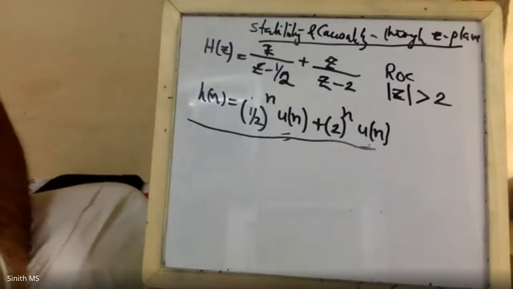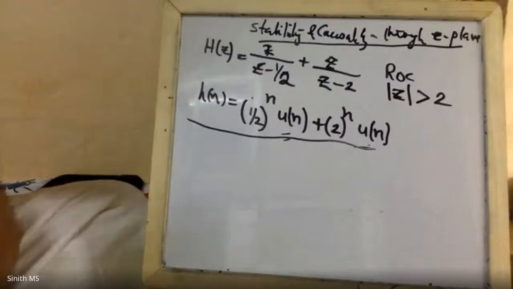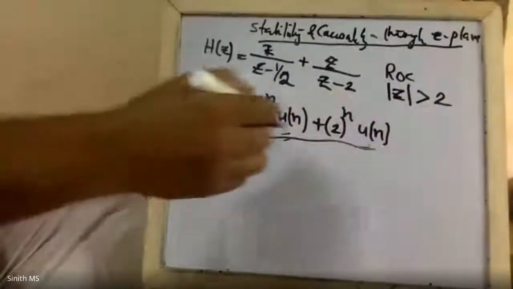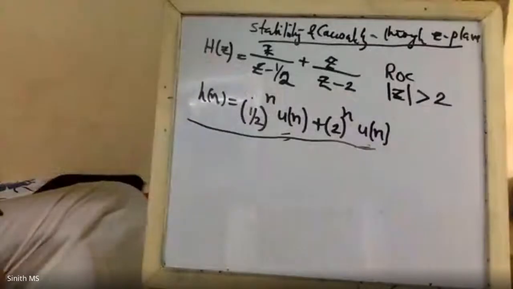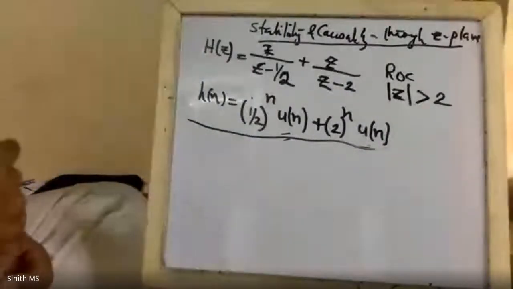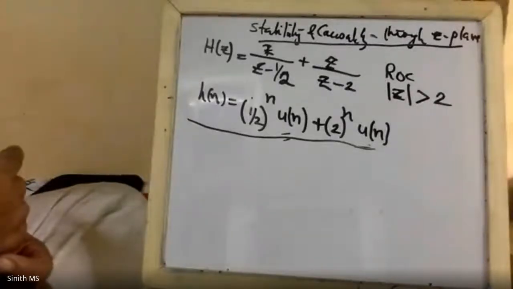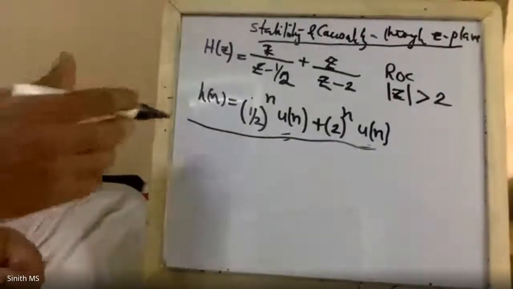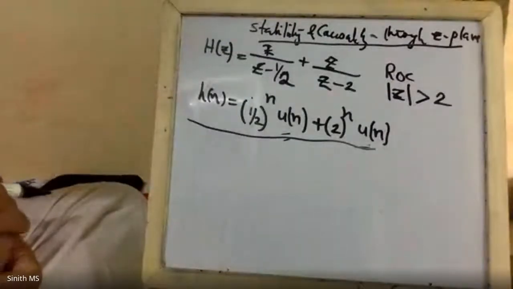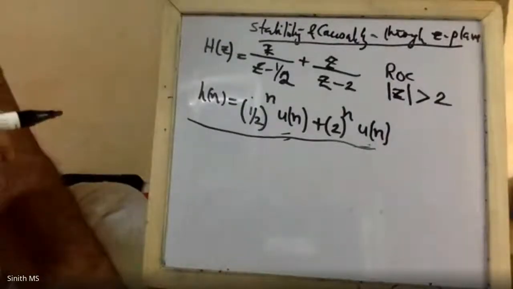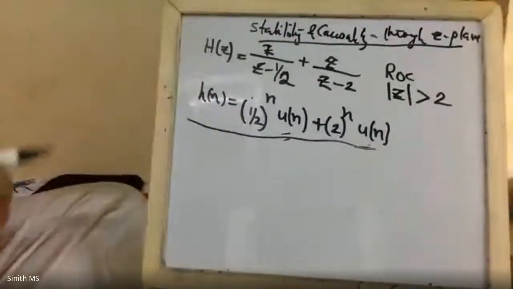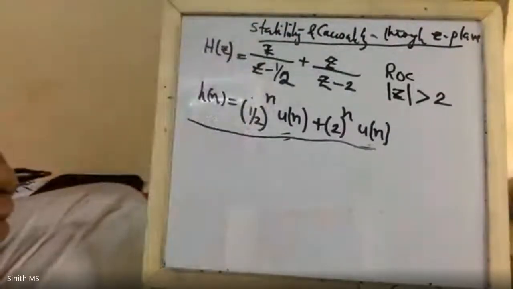Yeah, very good. So from this representation, can you tell whether this signal is a right-handed signal or left-handed signal? We have already seen that a right-handed signal will be a causal signal, right? So from this, can you tell whether it is a right-handed signal or left-handed signal? Since you are multiplying both signals with u(n), this is definitely a right-handed signal. So this will be a causal system also.